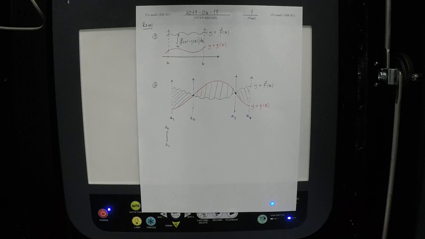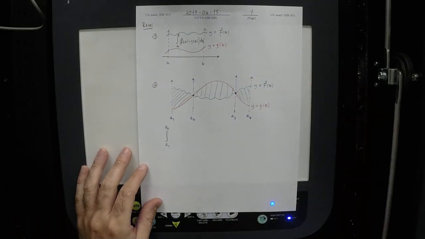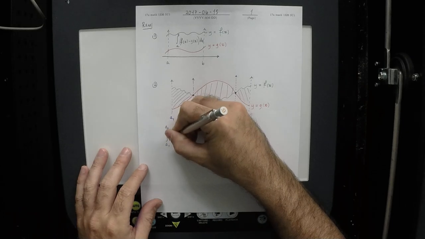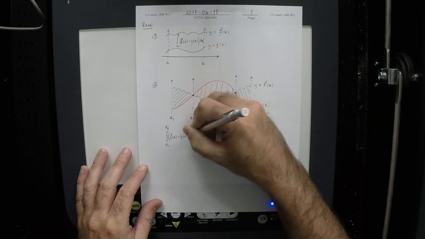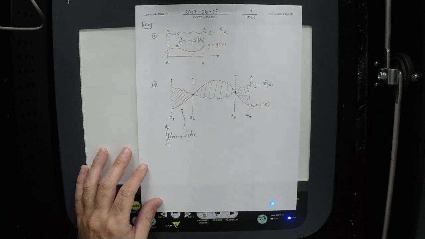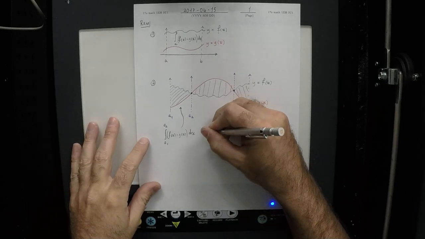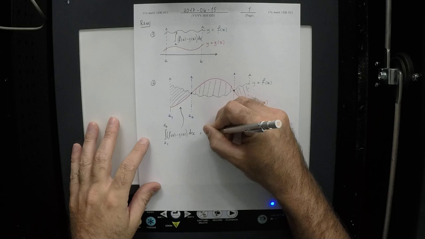F minus G. Why? Because F is the one that's on top. F, the green wavy one, is the one that's on top. So this would be f of x minus g of x dx. So this integral represents the area of that piece. How about the piece in the middle? G of x minus f of x, A3. Very good.